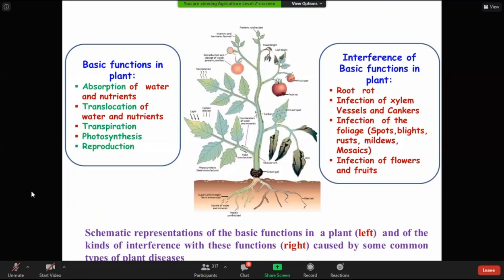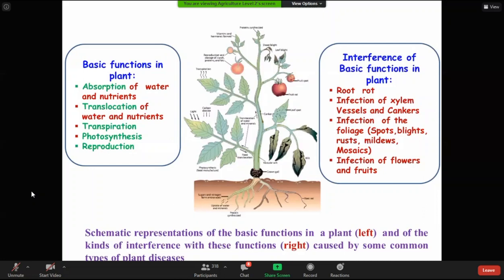Basically, what is the pathogen doing? If you see on the right side, you will see the infection by the pathogens. For example, root rotten, xylem vessel affected. For example, foliage affected. For example, flowers and fruits affected. What will be the impact on the plant physiology? That means absorption of water and nutrients is affected if the root is infected. If the foliage is infected, transpiration and photosynthesis are affected. If flowers and fruits are infected, then the reproduction of the plants is affected.